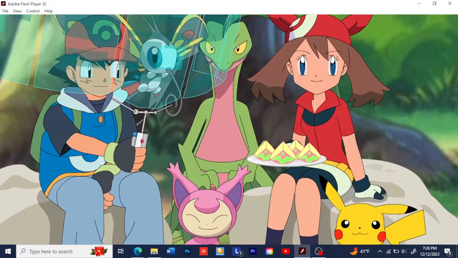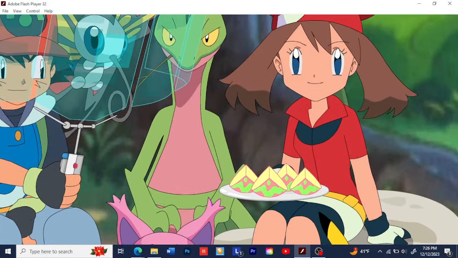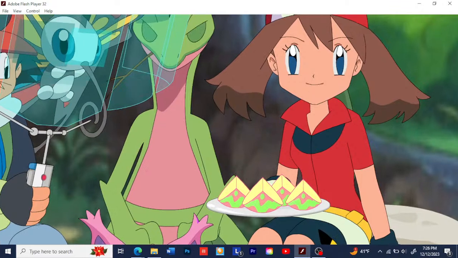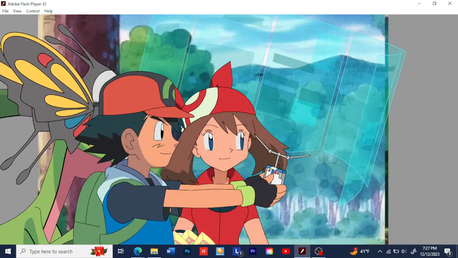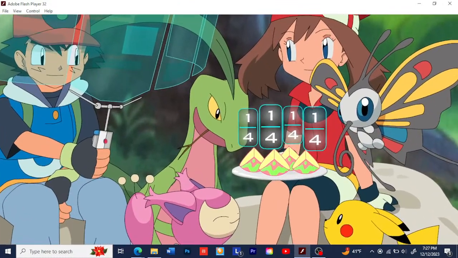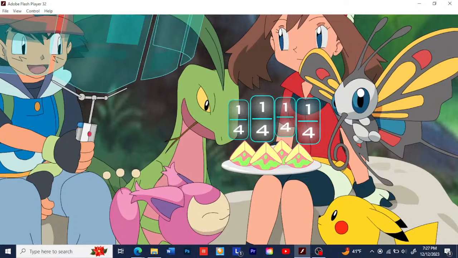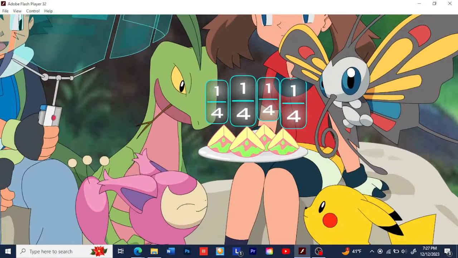Okay, so we cut the berry into 4 pieces. So the denominator, or total number of pieces, is 4. What's the number on top of the fraction? That's the numerator. The numerator tells how large the fraction is. I got it! Each Pokemon is getting 1 of 4 pieces of the berry. Each Pokemon is getting 1/4 of the berry.